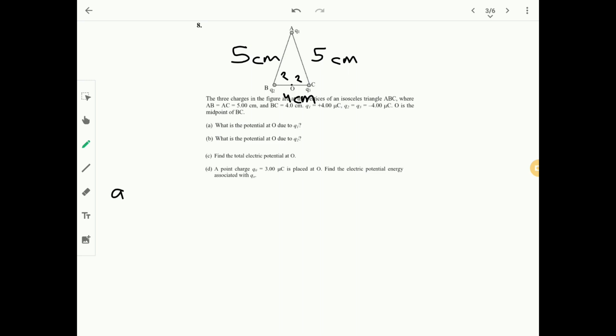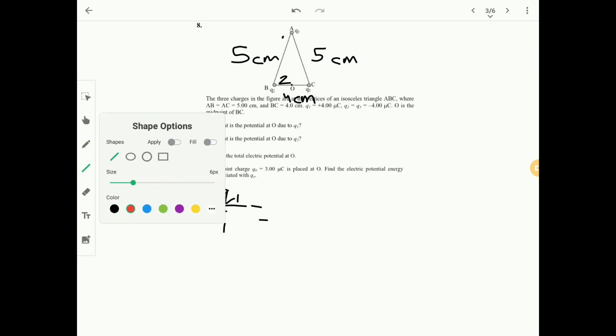A. What is the potential at O due to Q1? So I'm just going to call it at O V1 because then it's easy for us. We should know that it's KQ1 over R1. We have K, we have Q1, but we don't have R1, the distance from A to O. How do we find it? Oh, sorry, let me just try to make a straight line. This is 2. Let's draw a line, black or red actually.